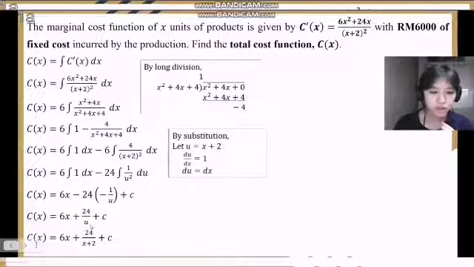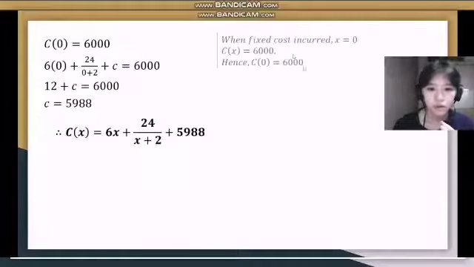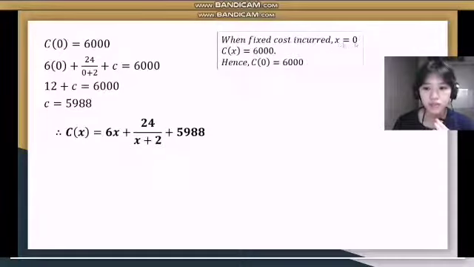Then we have to substitute u back to the initial variable x, which means u equals x plus 2. And then we are not done yet with our total cost function. We have to find out the constant c. When fixed cost is incurred, x equals 0 because there is no production. When x equals 0, there is no production, but there is still 6,000 of fixed cost charged. So C(x) equals 6,000, hence C(0) equals 6,000.